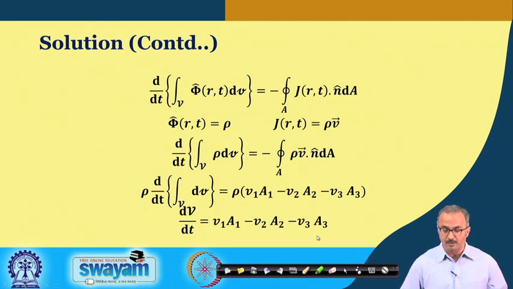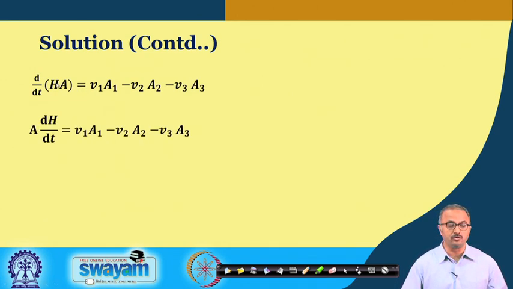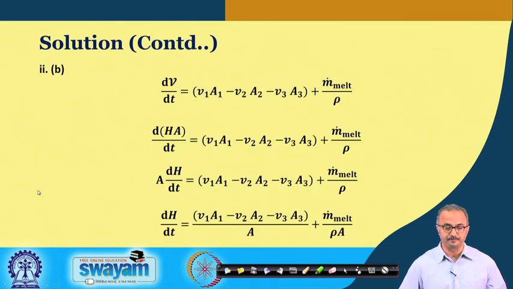Okay, and now to find out the change in the height of the liquid inside the tank, we put the volume of the liquid inside the tank as HA, and we take the H out of this differential because it is taken to be constant, and we arrive at this particular expression which will give us how the height of the liquid inside the tank would change due to these various influxes and outfluxes. Okay. So, here we rearrange this term to get the change in the height of the liquid with time.